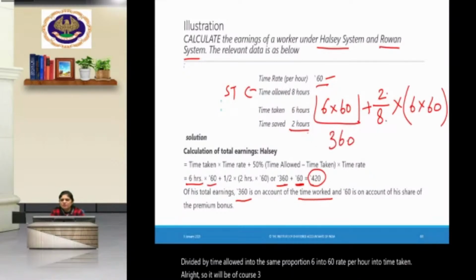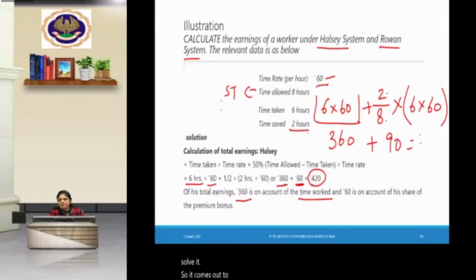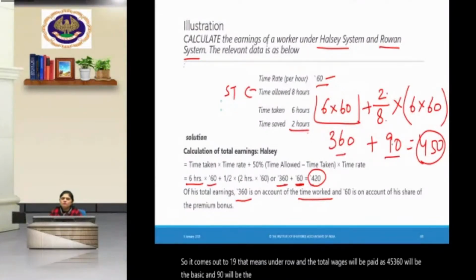The basic wages will remain the same. And here you just solve it. So it comes out to 90. That means under Rowan, the total wages will be paid as 450. 360 will be the basic and 90 will be the premium bonus. So 450 rupees comes out under the Rowan plan.